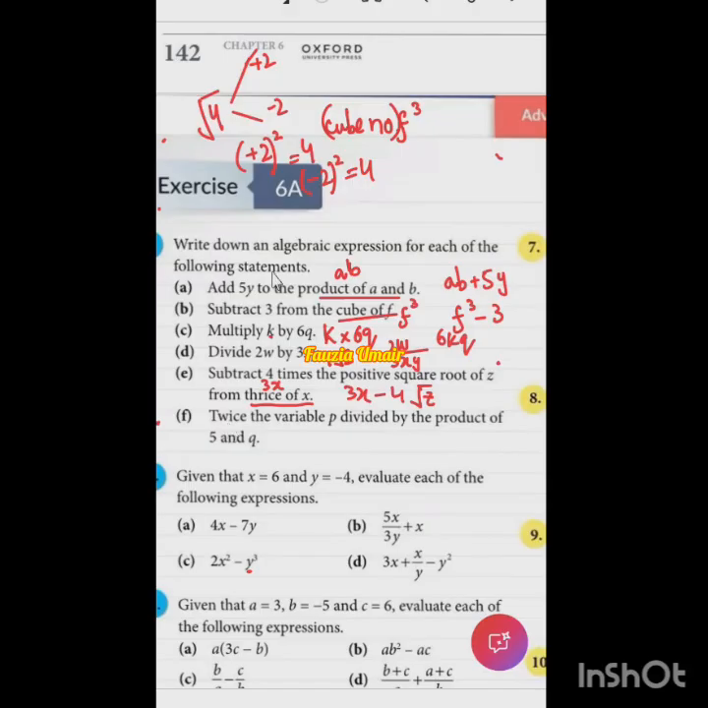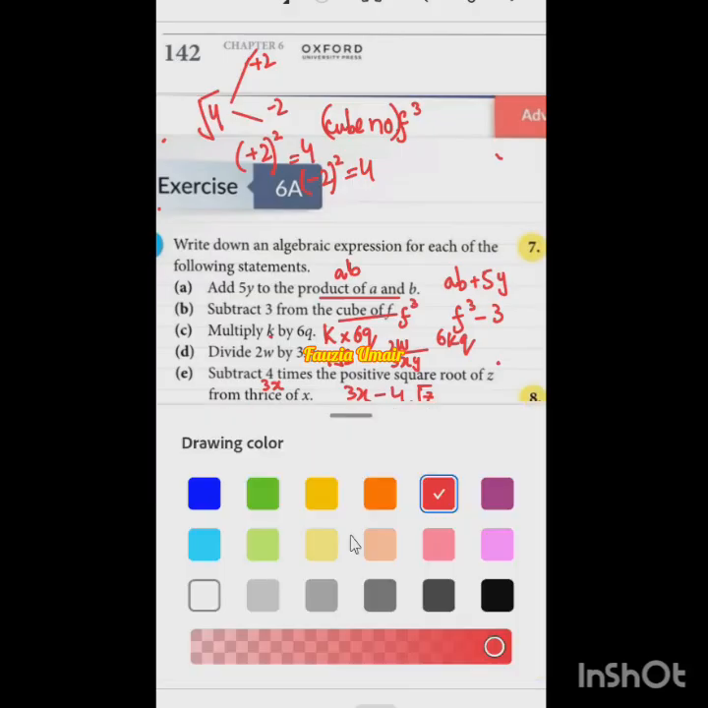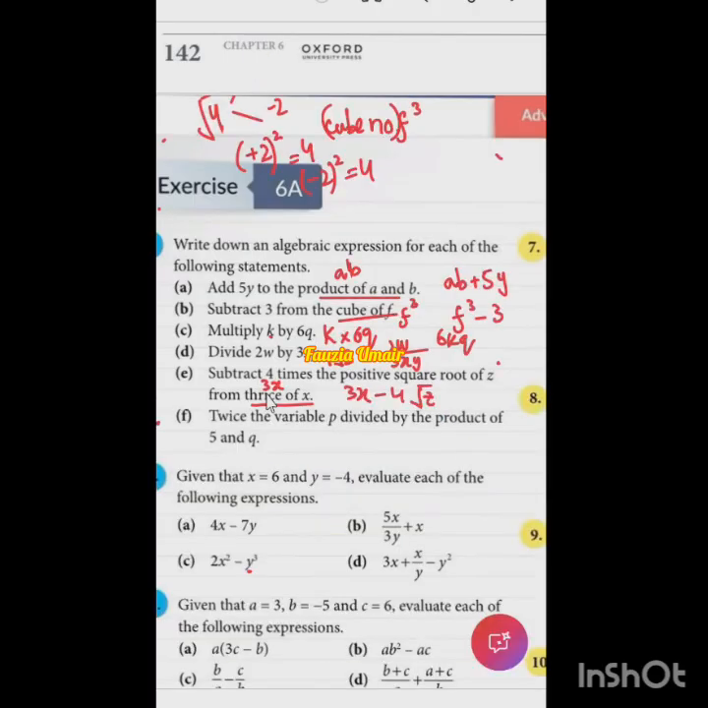Yes. So now let's see this one. Twice the variable p. First of all, let's solve till this point. What is twice the variable p? 2p. Very good. So ignore divided for now. Product of 5 and q is 5q. Now let's read the statement again: 2p divided by 5q. So how will you write it down? 2p by 5q. How easy it becomes. Clear?